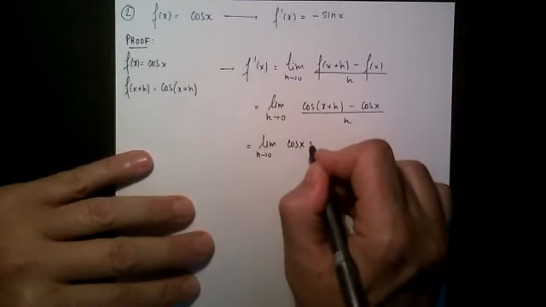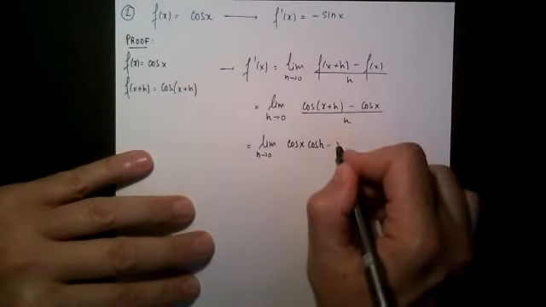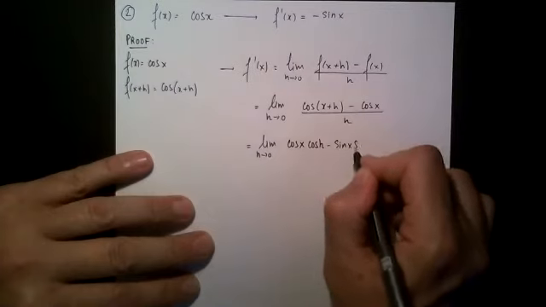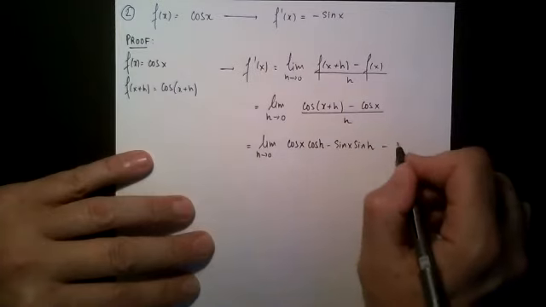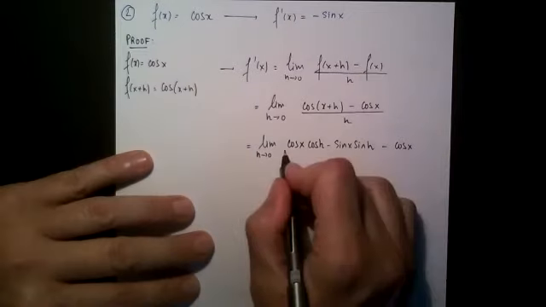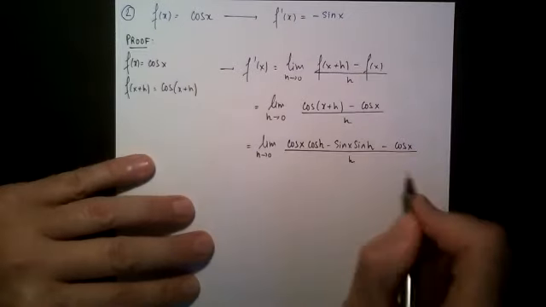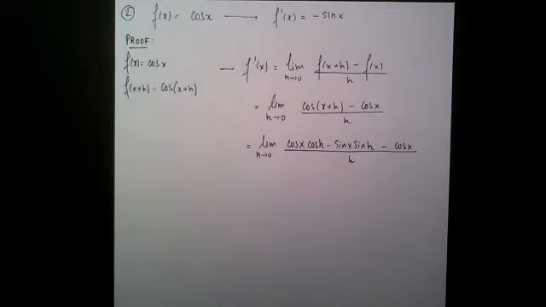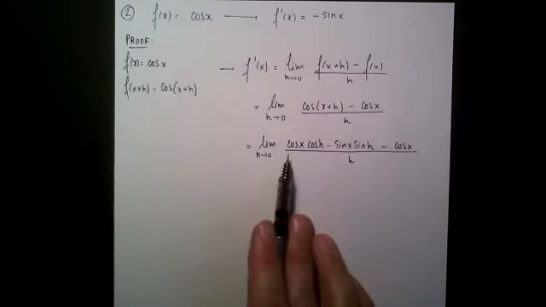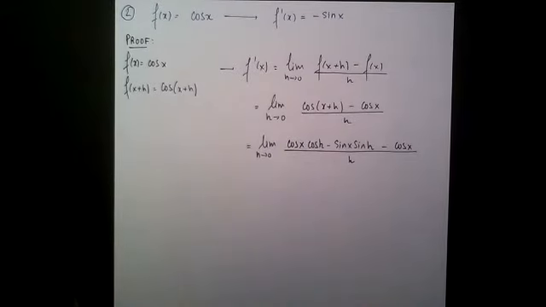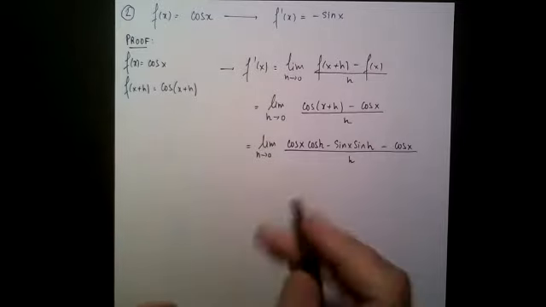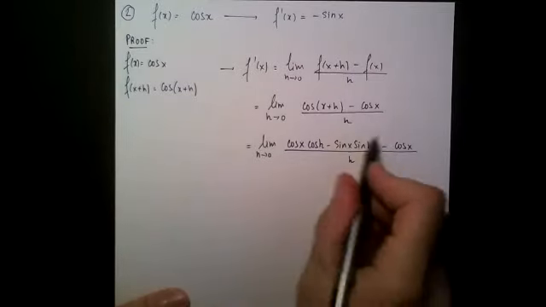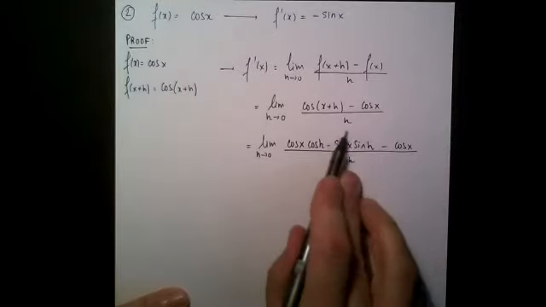Cos x cos h minus sine x sine h, and then all this minus cos x over h. Okay, so who's got questions at this step? All right, and so I'm going to do the exact same thing as we did for sine. So I'm going to separate this again into 2 fractions.